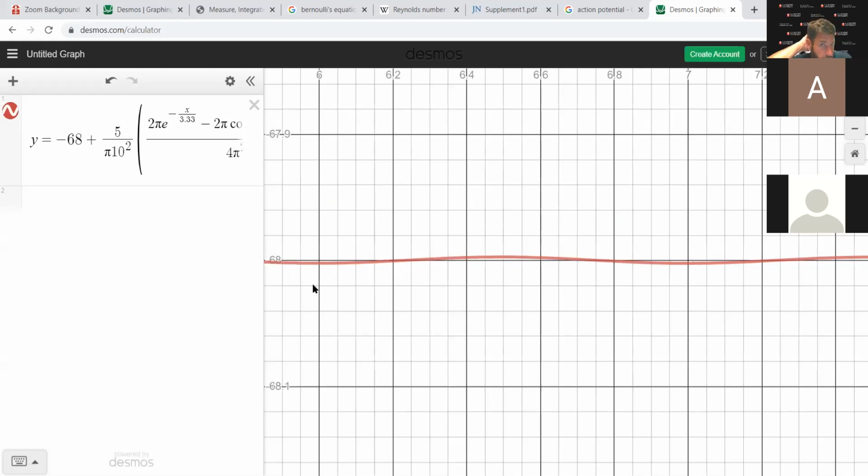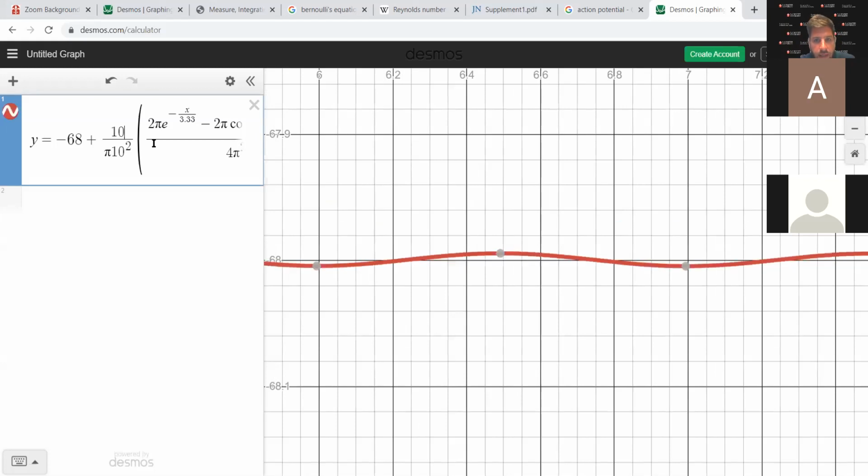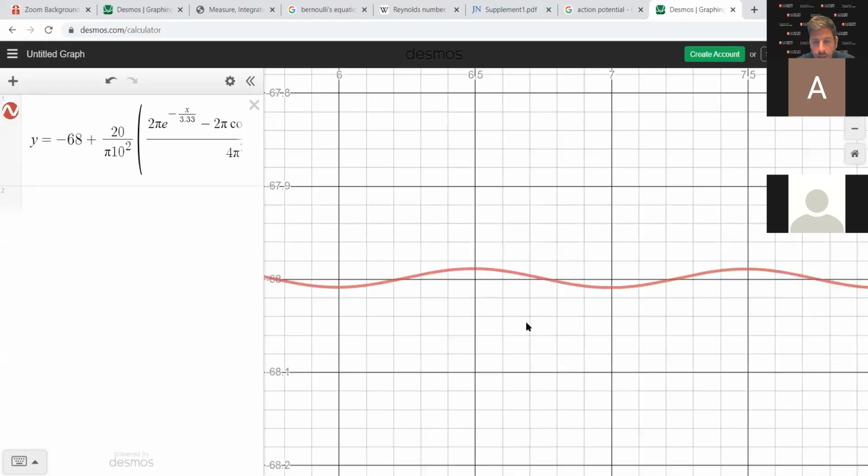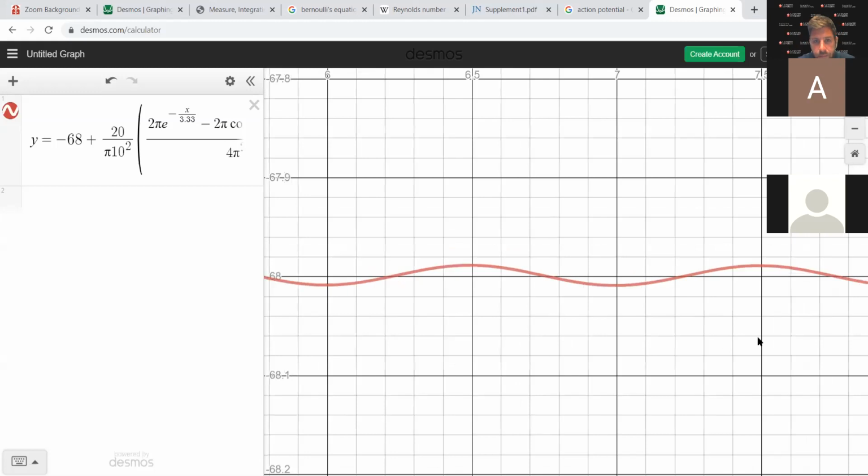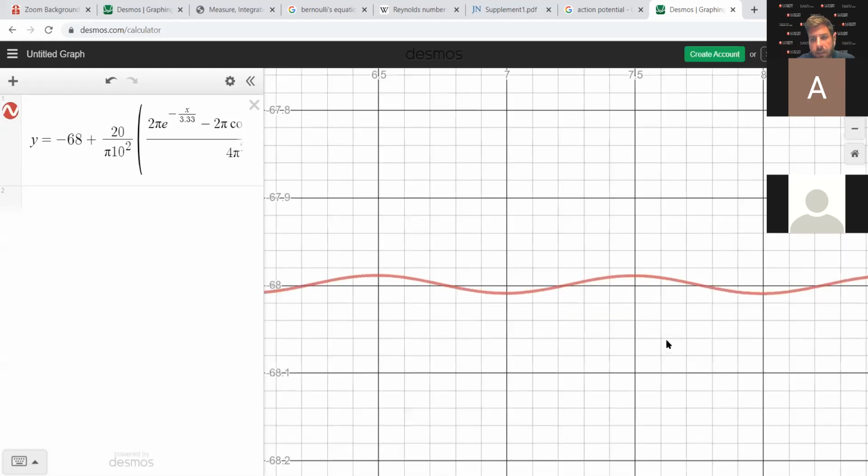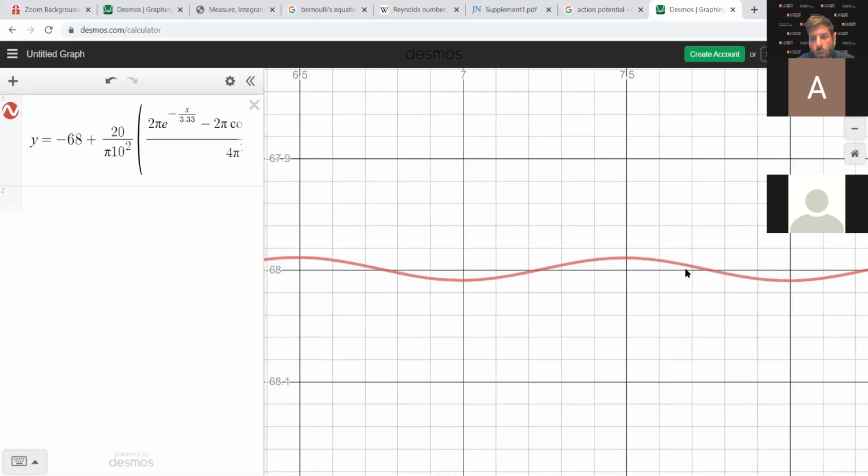What happens if we change, say, this number 5? What if it's just 1 instead? Well, that flattens it out. What if it's 10? Well, okay, now we start to see something. So what if this is a little different? What if we use, say, 20? Now you're starting to see more of what's happening, the sine. And what's interesting about this is, as you expect, the voltage is oscillating around the resting voltage.